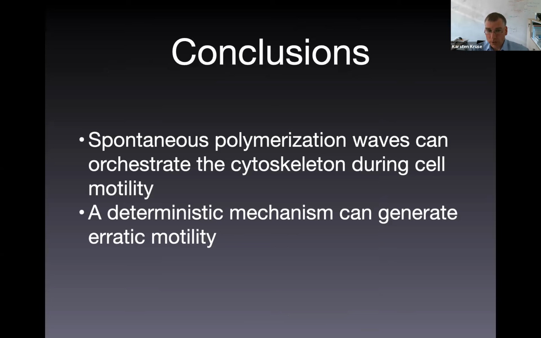And I would like to emphasize that here we have a deterministic mechanism that can generate erratic motility. Since this mechanism is deterministic, by changing some parameters, you can obviously also affect some parameters of the random walk that the cells perform. And in this way, the cells could adapt to various environments.